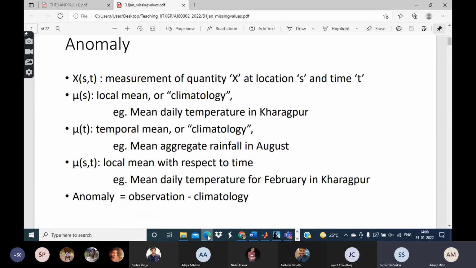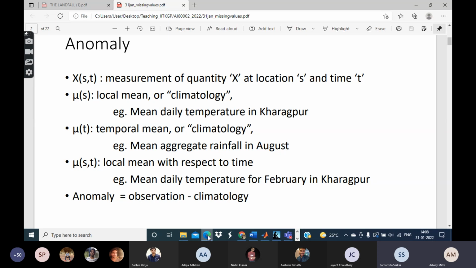So before going into this, let us first consider a few terms which are going to be useful here, in the domain of earth sciences. So one is anomaly. Anomaly, as most of you understand, is something like a different behavior than the usual.